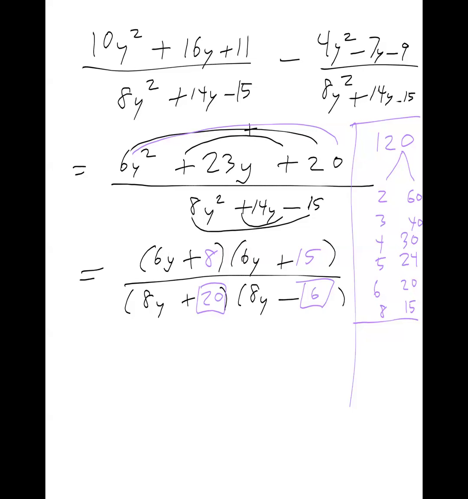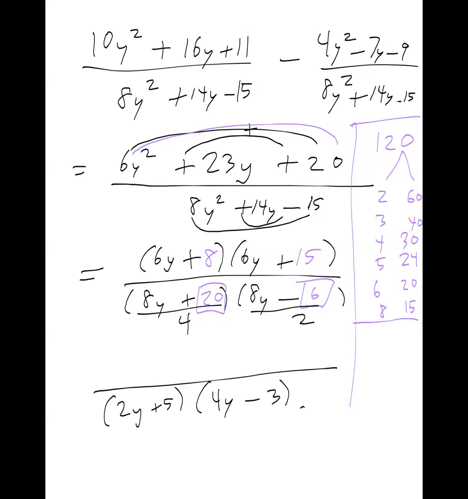So now we need to break them down. Okay, ready? We need to eliminate the common factors. So divide by 4, because 4 is a common factor of that. Divide by 2, because 2 is a common factor of that. So in the bottom, we'll have 2y plus 5, and then we'll have 4y minus 3. And then if I divide the top one, what's the common factor of 6 and 8? 2. If I divide that by 2, I'll have 3y plus 4.